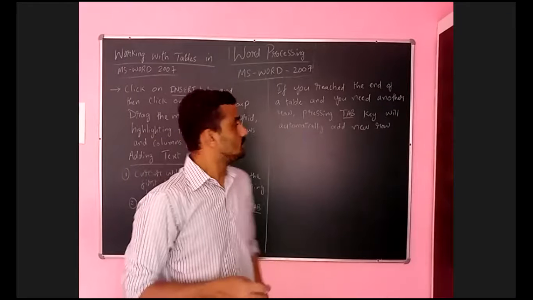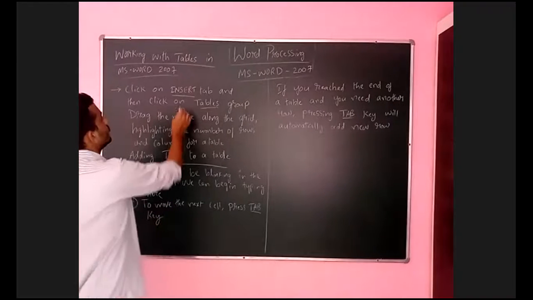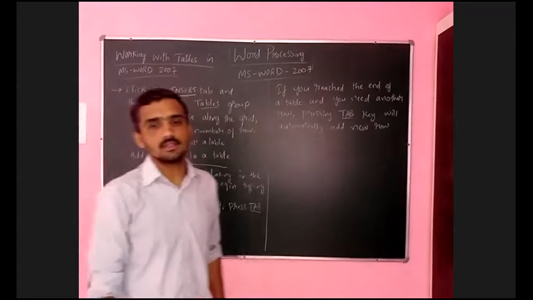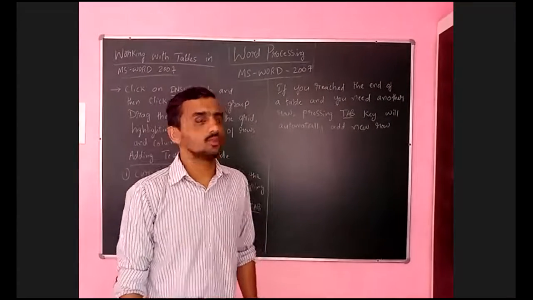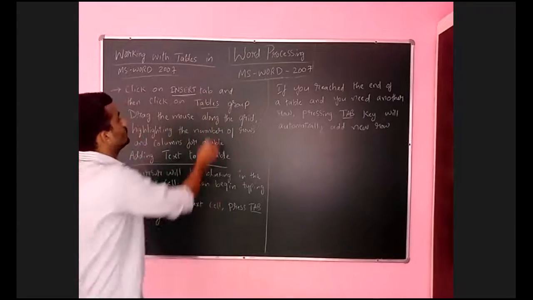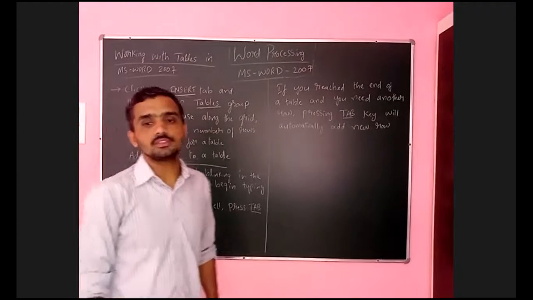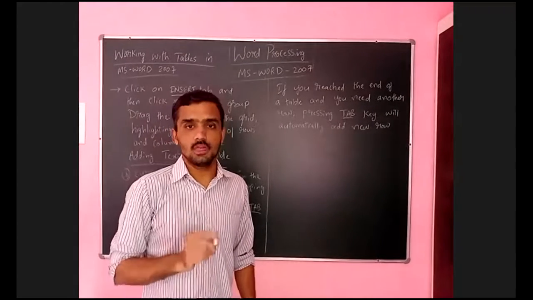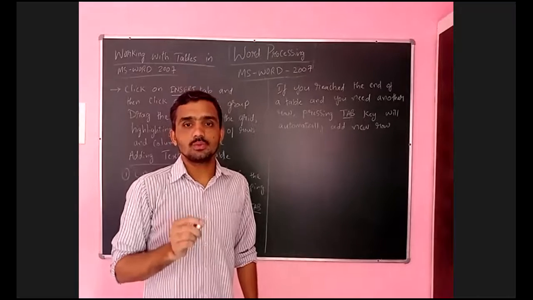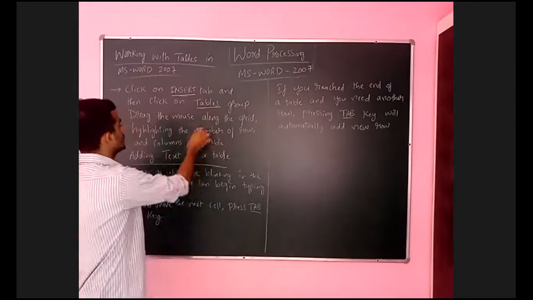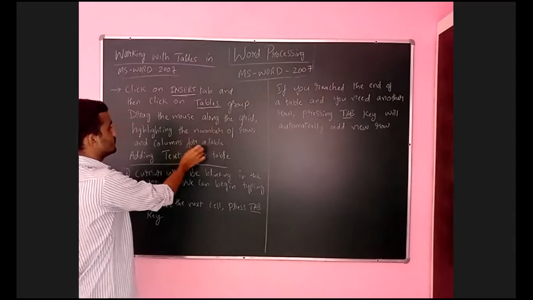Okay. So if you want to add a table, we have to go for the Insert tab. So again, adding means what? Insert table. So in the Insert tab, we have the group called Tables group. Okay. Tab name is Insert, group name is Tables. So we have to click on the Tables group. Okay. Then drag the mouse along the grid, highlighting the number of rows and columns for a table.